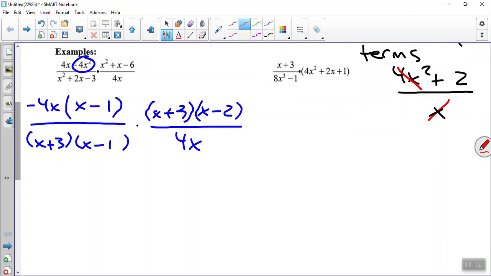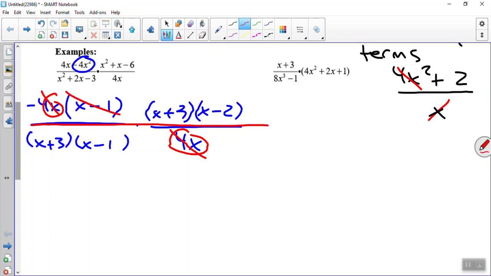So start top left and look for common terms. You only cancel top and bottom. You can't cancel terms on the same level. You're multiplying across. Okay? So I've got this 4x here. I can cancel that with this 4x over here. This is really like one big fraction since I'm multiplying.